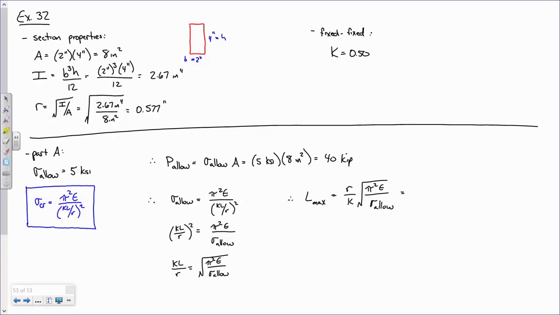We have 0.577 inches over 0.5, and then the square root of pi squared 1600 KSI over 5 KSI. Now, while some of you do the math, let me ask you a question. What are the units for the length going to come out to be? Inches, right? Because everything that happens inside the square root vanishes. So the only thing that's left is that.